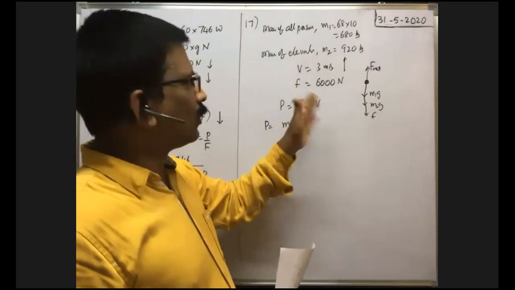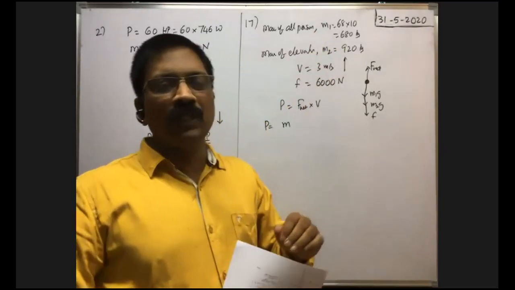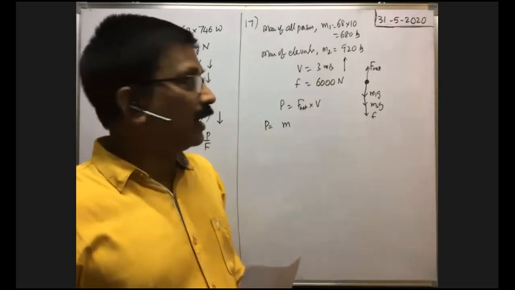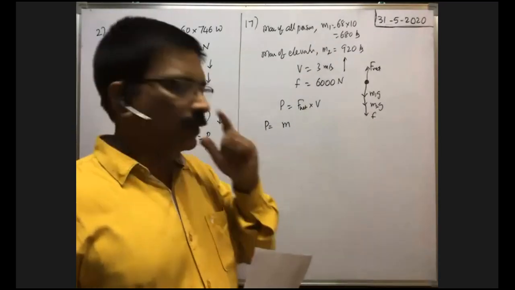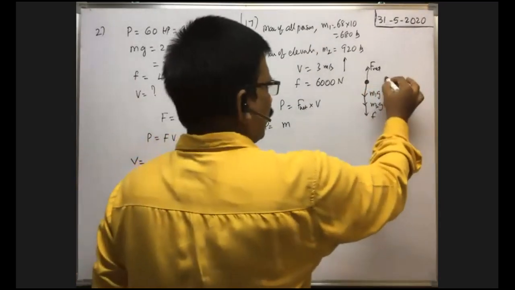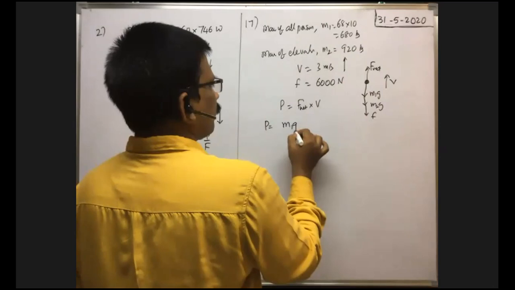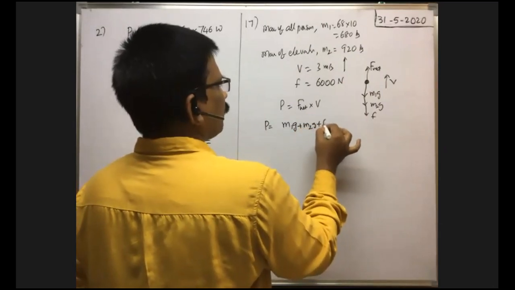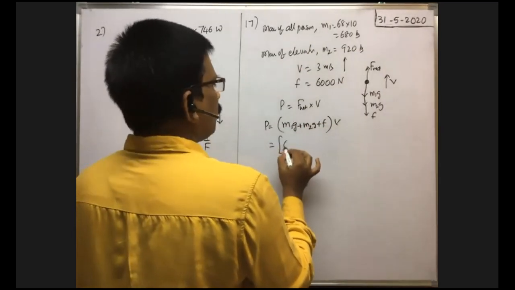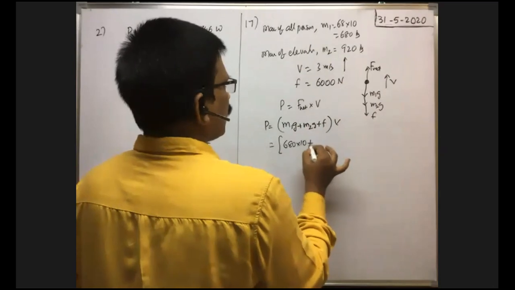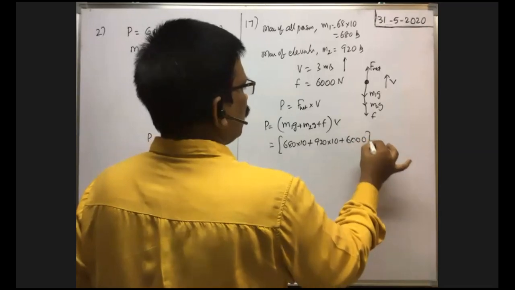That net force times the constant velocity gives the power required while coming down. While coming down there is no need to exert more force, but while moving upward the motor of the lift has to apply more power. So it is moving upwards here at constant velocity. That's why the total force to be applied is the sum of m1g plus m2g plus the friction force, times the constant velocity. Here m1 is 680 times g of 10, plus m2 is 920 times g of 10, plus the friction force 6000, times the constant velocity.